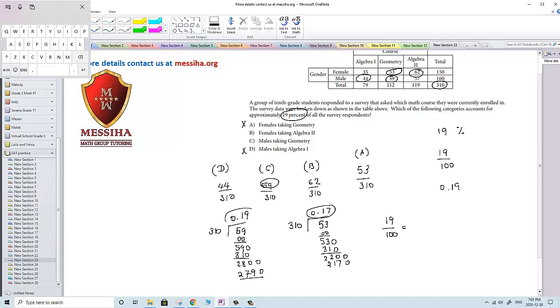Excellent, perfect. So this is the closest one to 19%. So that means number C is the right choice. And this is how to choose the right one, instead of doing the full division, which is going to take too much time. So now I can relate it to the 53. I can say, okay, I need something a little bit more. So 59 over 310 is the right answer, and C is the right choice.